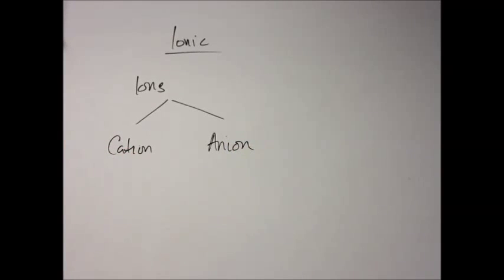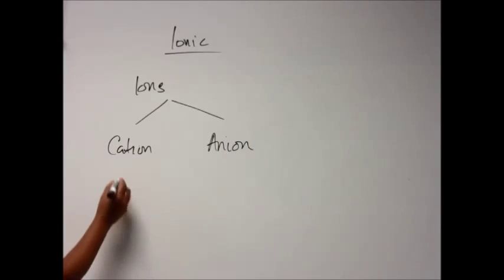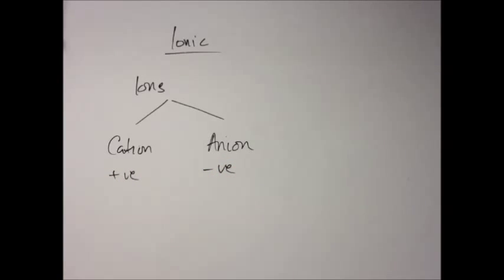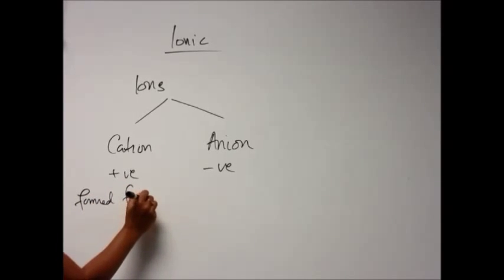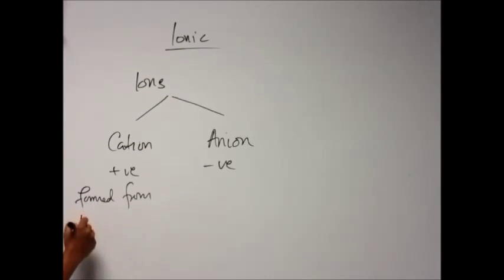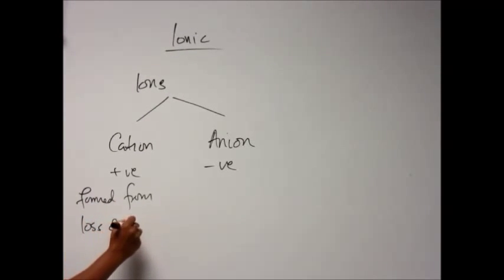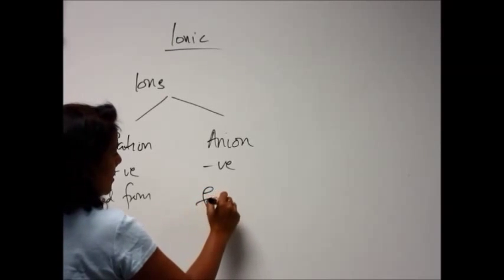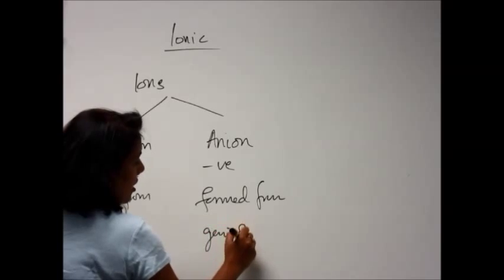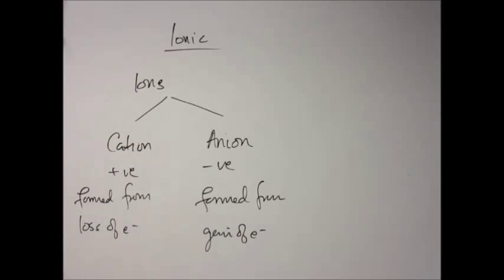So there are two kinds of ions. Cation is positive, anion is negative. Cation is formed from gain or loss, anyone? Loss of electrons. Okay, formed from loss of electrons, and these are formed from gain of electrons.